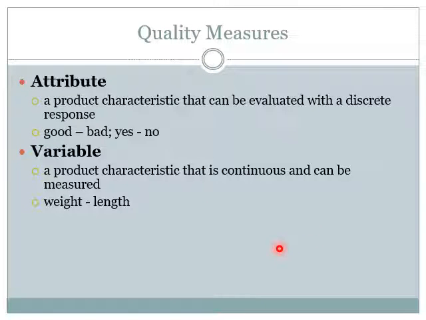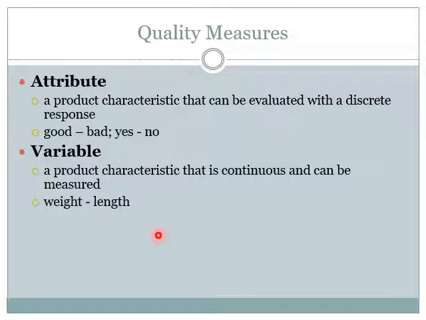Now there are two types of quality measures. One is for the attribute and one is for the variable. Now what is the attribute? Attribute is the one where the product characteristic can be evaluated with a discrete response. And what is the discrete response? A good quality or a bad quality, yes or no. So the response is only two, either it's good or bad, or yes or no.